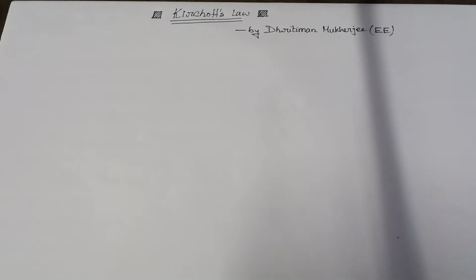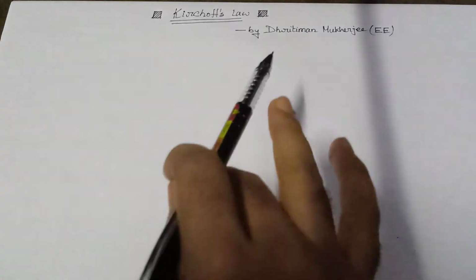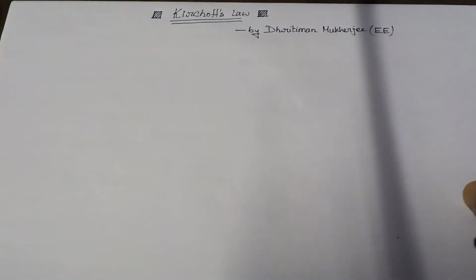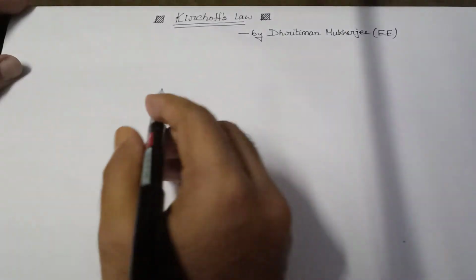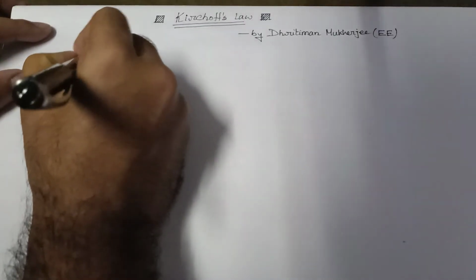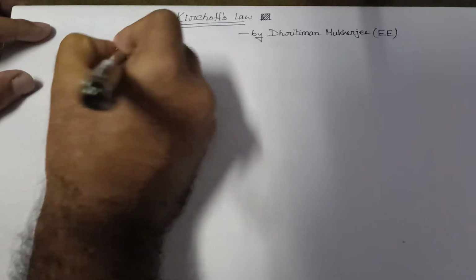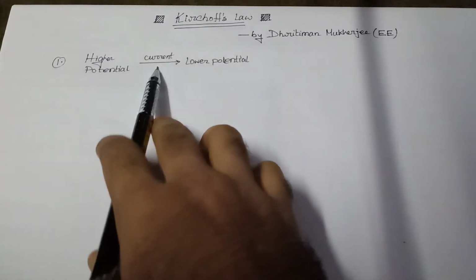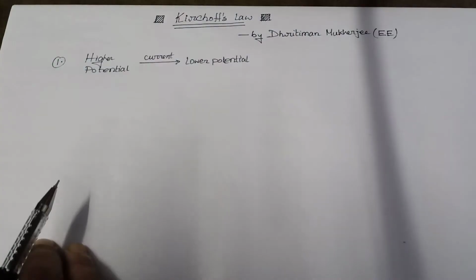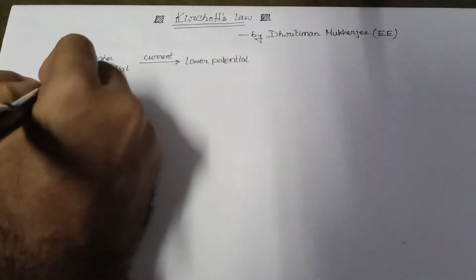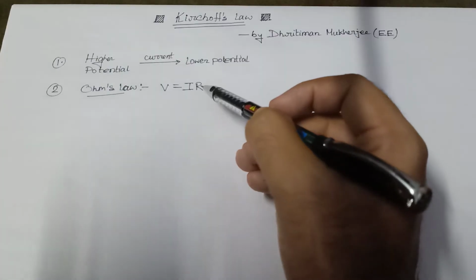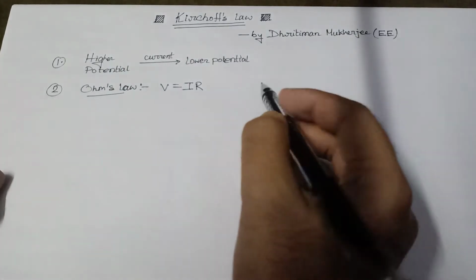So in the previous video, I have already shown you the direction of current from higher potential to lower potential and the utilization of Ohm's law, that is V equals IR. So I am writing the concept again. Number 1, higher potential to lower potential. This is the direction of current. And number 2, Ohm's law, V equals IR, right?